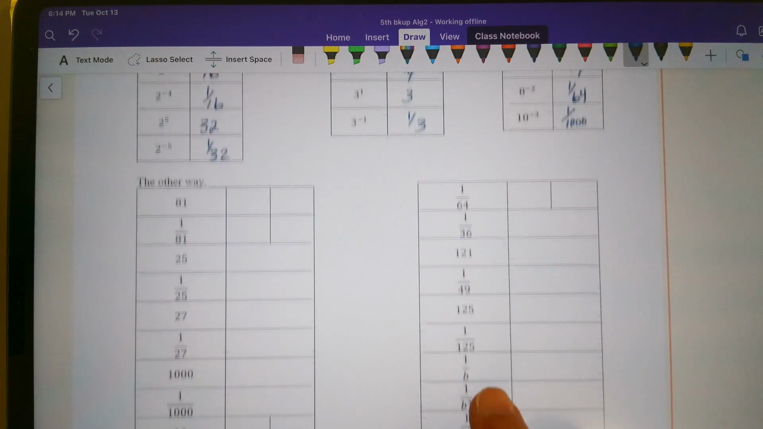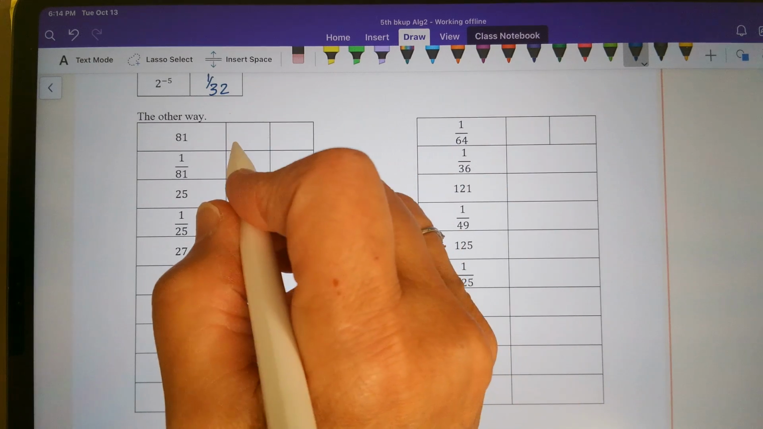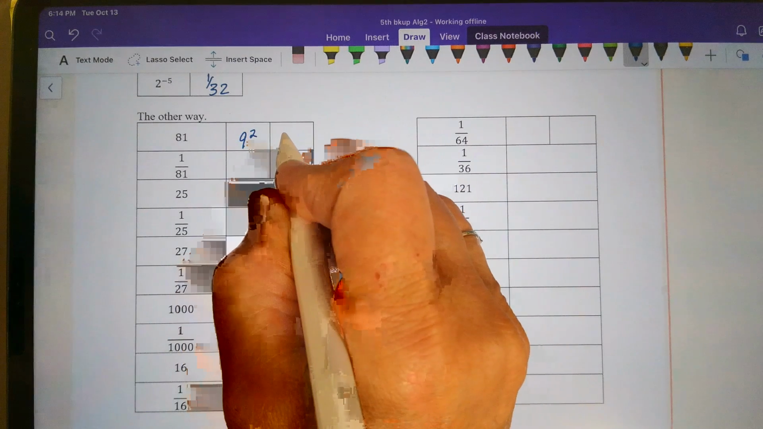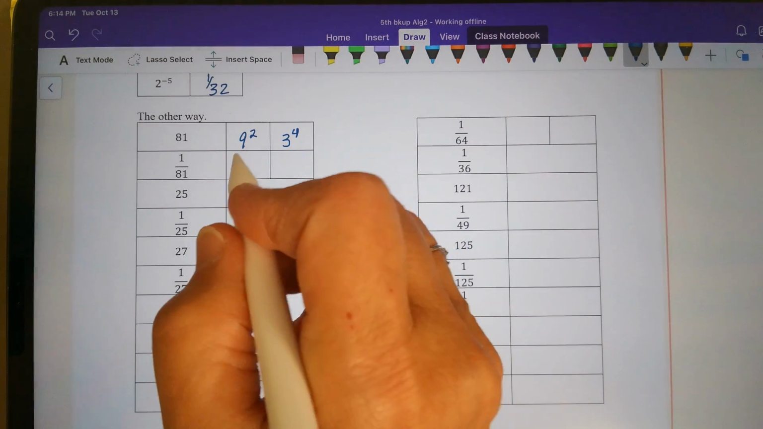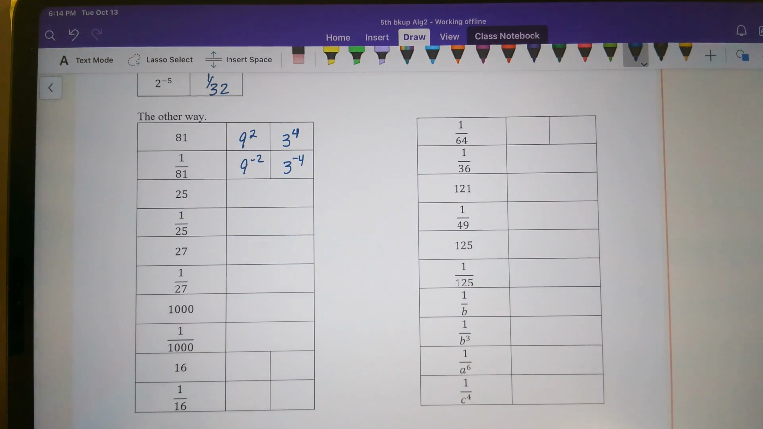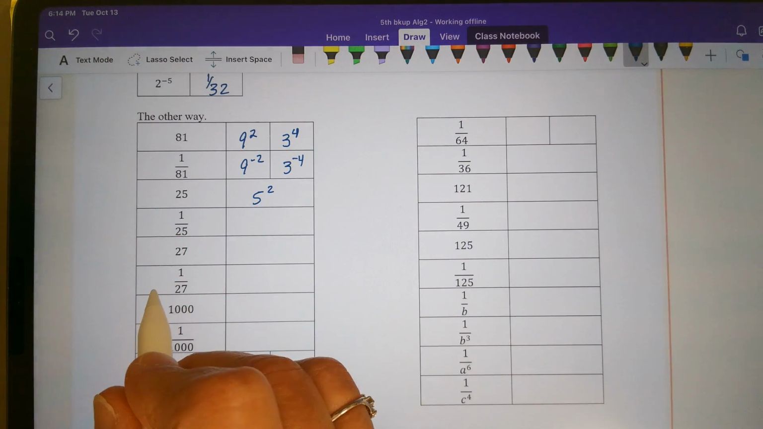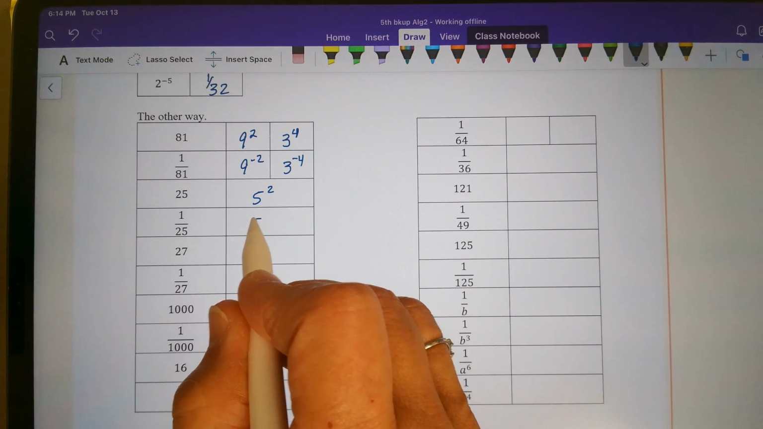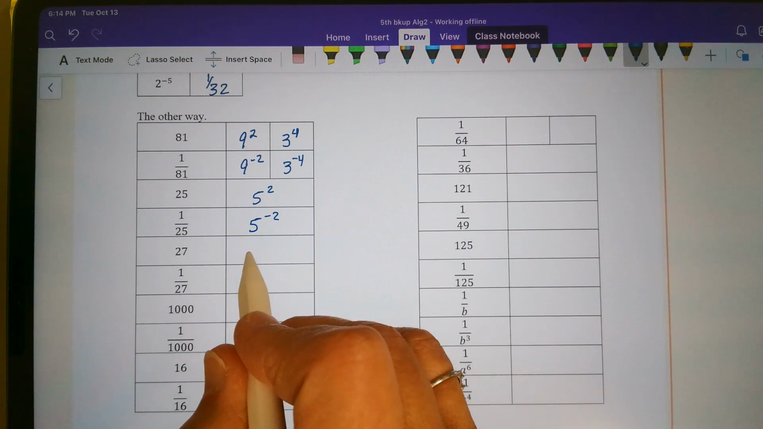Let's go the other way. 81, we know that's 9 squared, or we can have 3 to the 4th. 1 over 81 would be 9 to the negative 2, or 3 to the negative 4. 25, 5 squared. 1 over 25, 5 to the negative 2. Again, you can certainly do these yourself. Pause the video and work through them on your own.